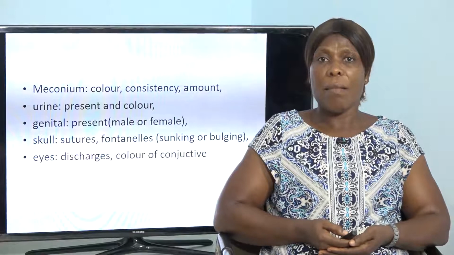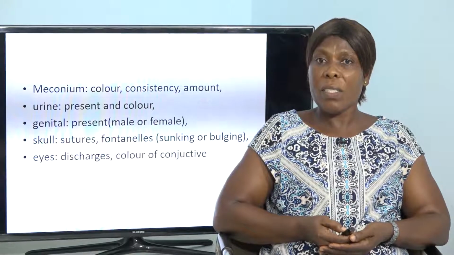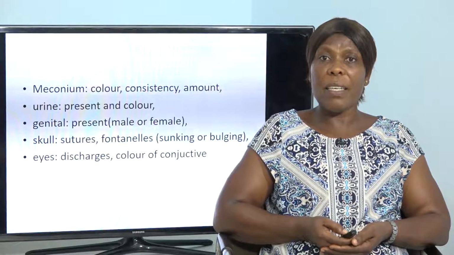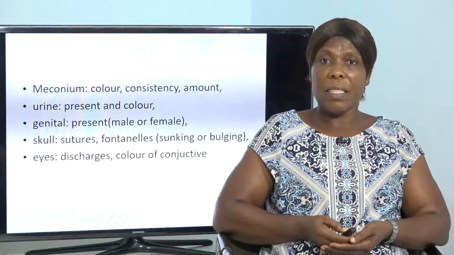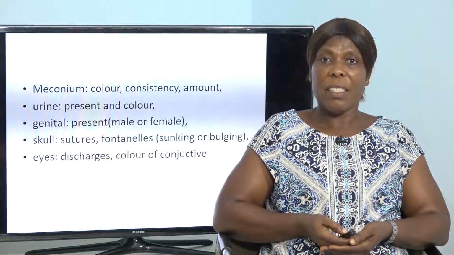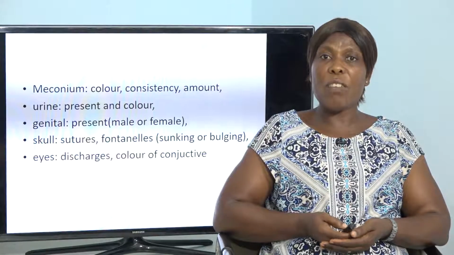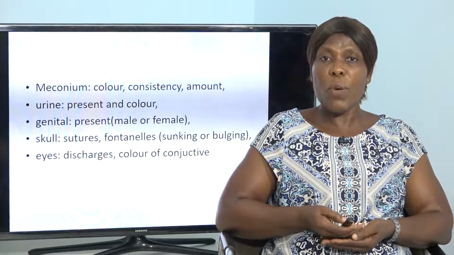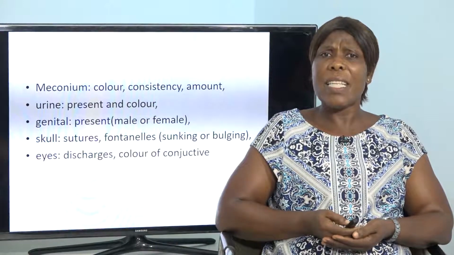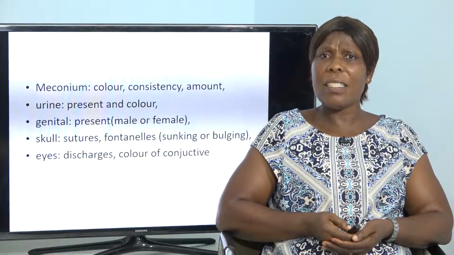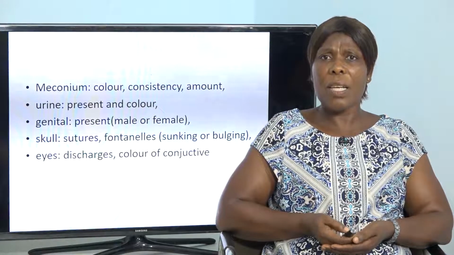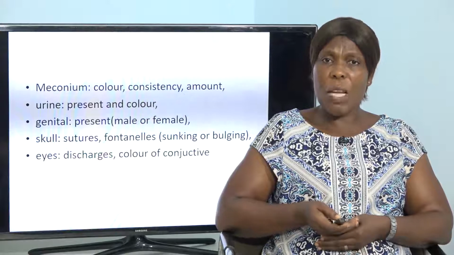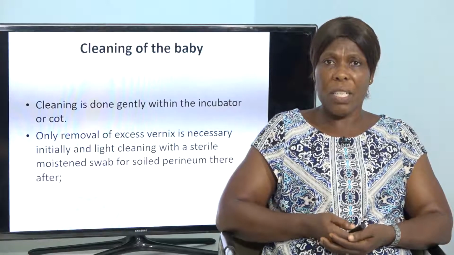Then we come to the scalp. How does the scalp look like? Is it soft, hard? The sutures, are they all present? The fontanelles, is it bulging, sunken? And this tells us if it's bulging, then there is what? Accumulation of fluid in the scalp. If it's sunken, then dehydration is setting in, and then quickly we intervene. How do the eyes look like? Is there any discharge? Color of the conjunctiva, how does it look like? Is there any yellowish coloration on the eye? All these things we have to look at and then we report on it.